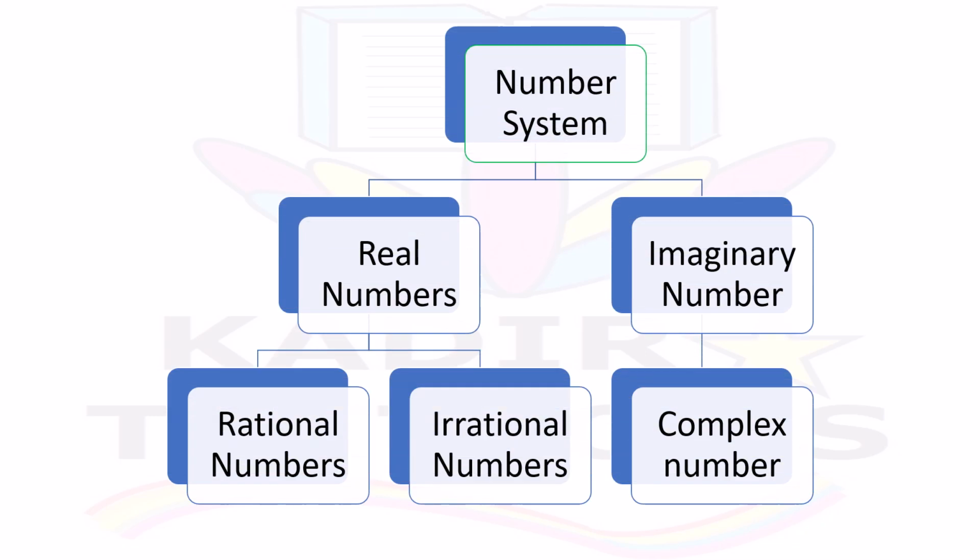The number system can be classified into real numbers and imaginary numbers. Imaginary numbers deal with the complex number system, which we will discuss in higher grades. Real numbers are classified into two different types. One is rational and the other is irrational. We are going to see a little detail about these rational and irrational numbers.